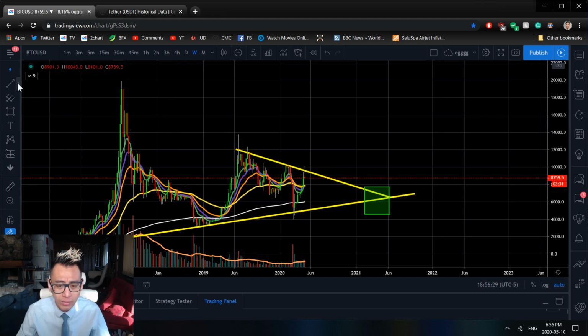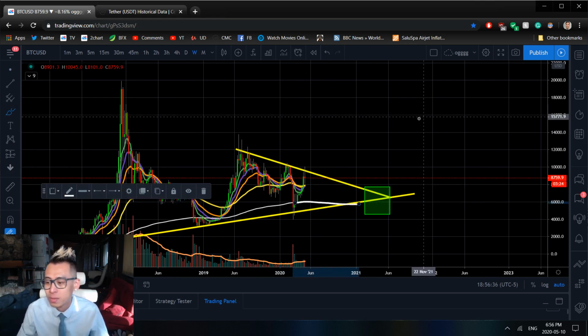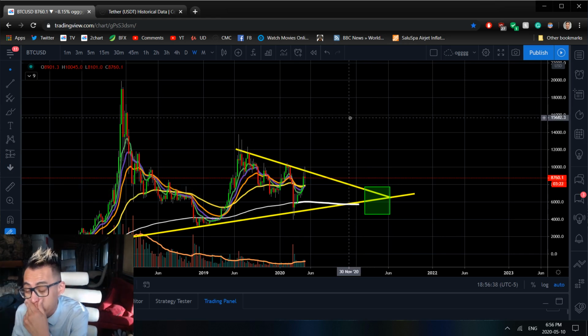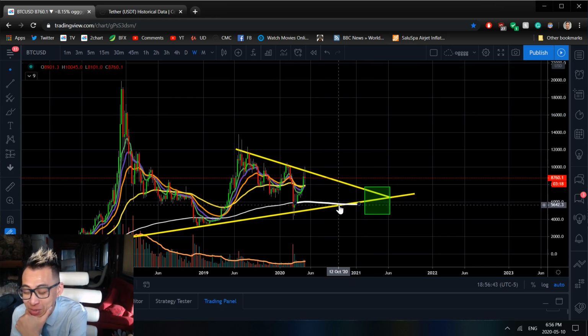There's a good chance that we will end up downtrending, to be quite honest. Do you see this white line right here? All right, that white line right there, we are most likely to reach a support level of around, say, 5,500 and up.